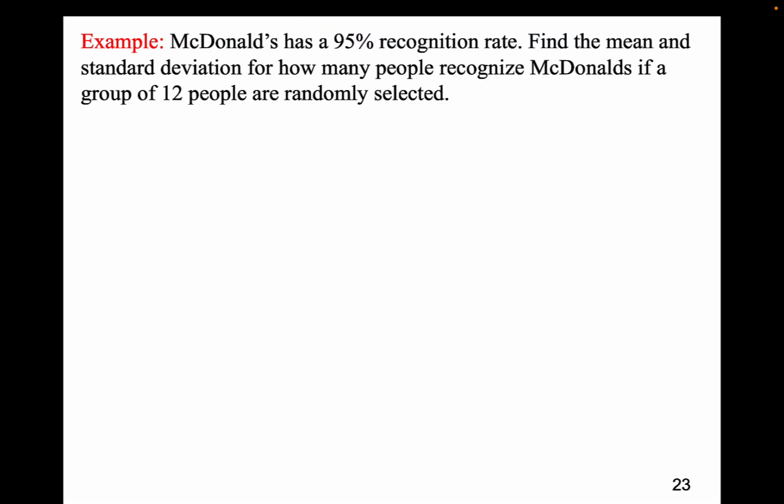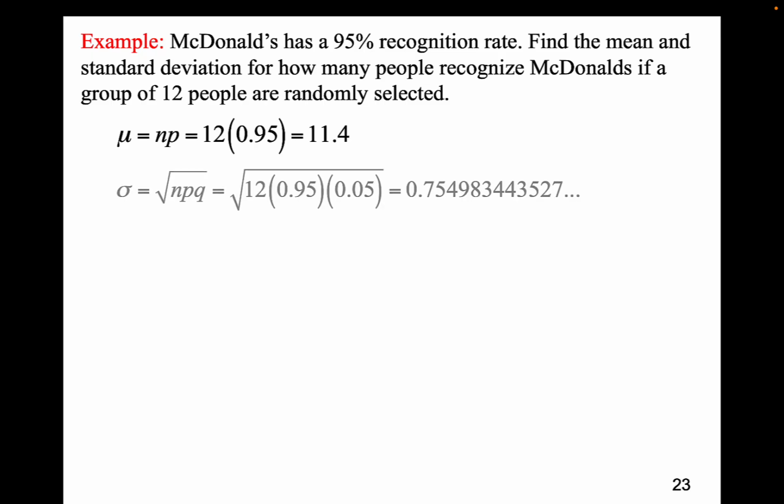One more example. McDonald's has a 95% recognition rate. Find the mean and standard deviation for how many people recognize McDonald's if a group of 12 people are randomly selected. All right, we've got a binomial distribution here. So the average number that would recognize McDonald's would be 12 times the 0.95 recognition rate. That's 11.4. The standard deviation will be the square root of 12 times probability of success times probability of failure. Type that in correctly. It'll get us 0.75498344357.